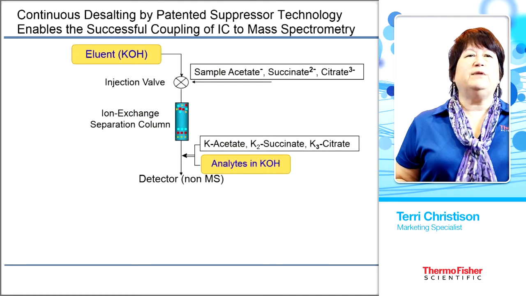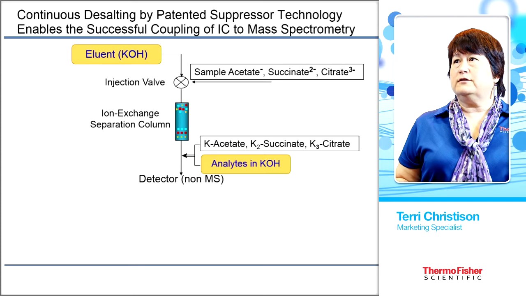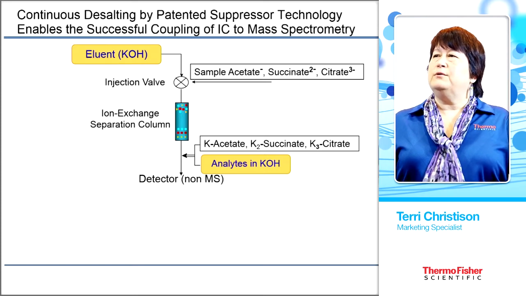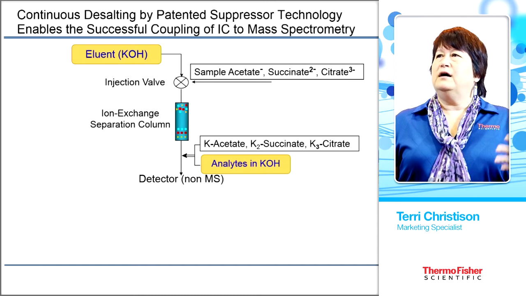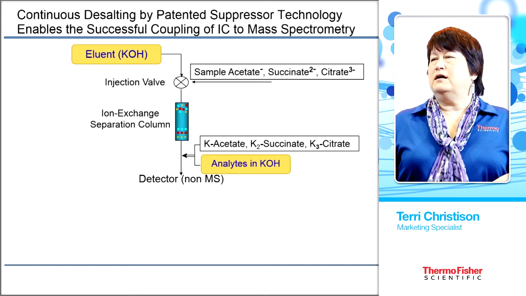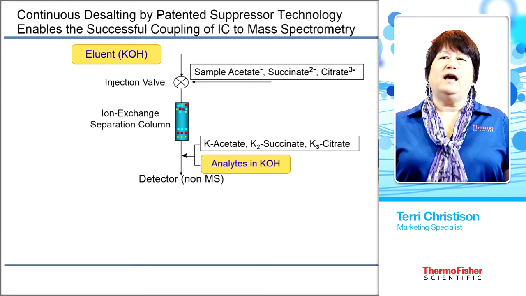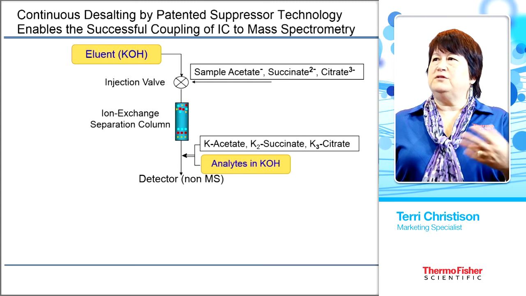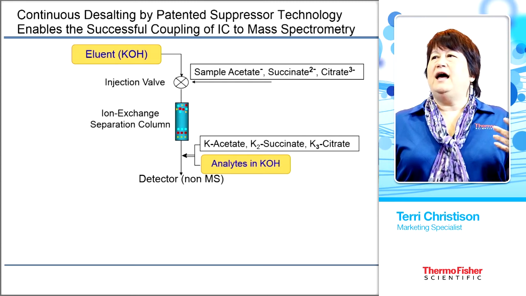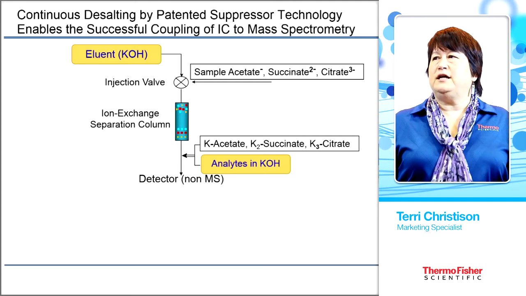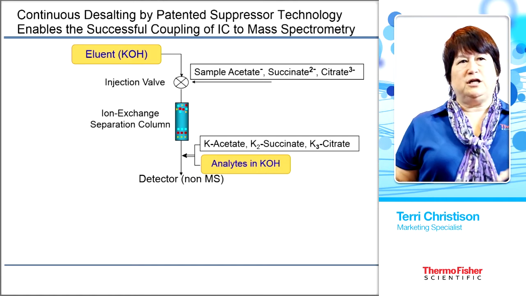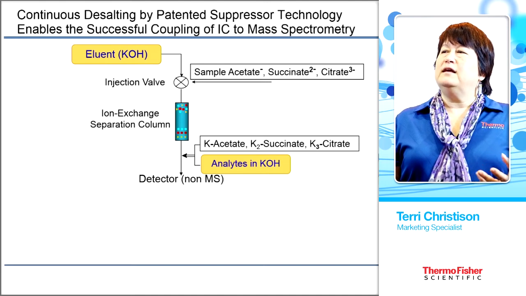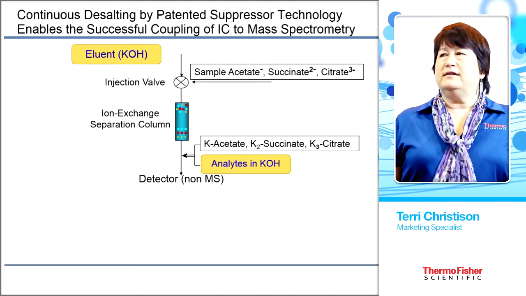So let's talk a little bit about how that patented suppressor works. We have the sample, our eluent or mobile phase coming in at the top, KOH, potassium hydroxide. Let's say for this example, we have analyte peaks of acetate, succinate, and citrate. They're introduced through the injection valve and separated on the ion exchange column. As they come out of the ion exchange column, they are now potassium salts, and the mobile phase is also coming out as hydroxide.